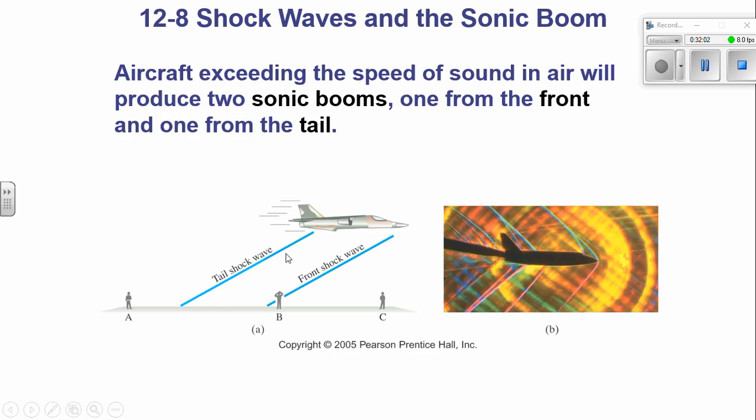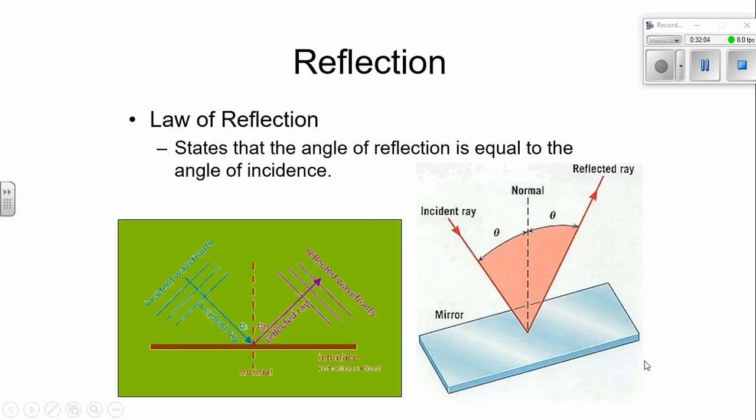So 2 shock waves is what you'll actually get from it. Let's look at what reflection is. Reflection occurs when a wave comes in, hits a surface, and then reflects to the other side. This dotted line represents the normal. Remember, the normal is perpendicular to the surface.